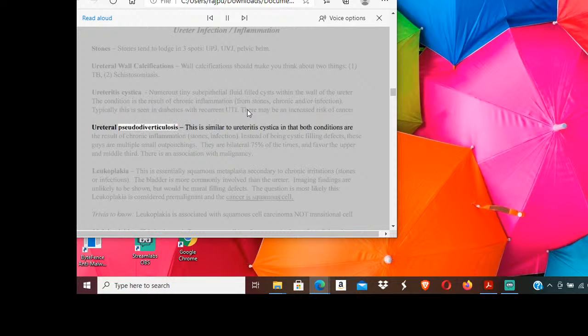Ureteral pseudodiverticulosis. This is similar to ureteritis cystica, in that both conditions are the result of chronic inflammation, stones, infection. Instead of being cystic filling defects, these are multiple small outpouchings. They are bilateral 75% of the time, and favor the upper and middle third. There is an association with malignancy.